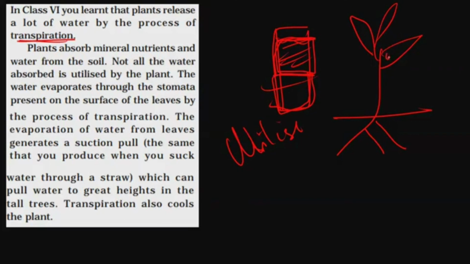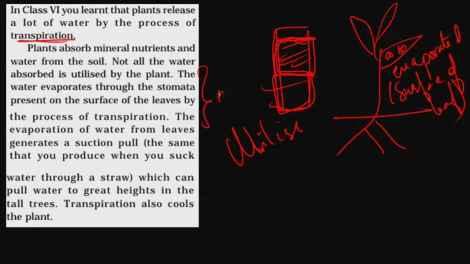Stomata are present on the plant leaf surface. So they release this water, and it is evaporated into the environment. The excess water is evaporated through the surface of the leaf. This is what happens. So now you can see the definition is very important. Transpiration: water evaporates through the stomata present on the surface of the leaves by the process of transpiration.